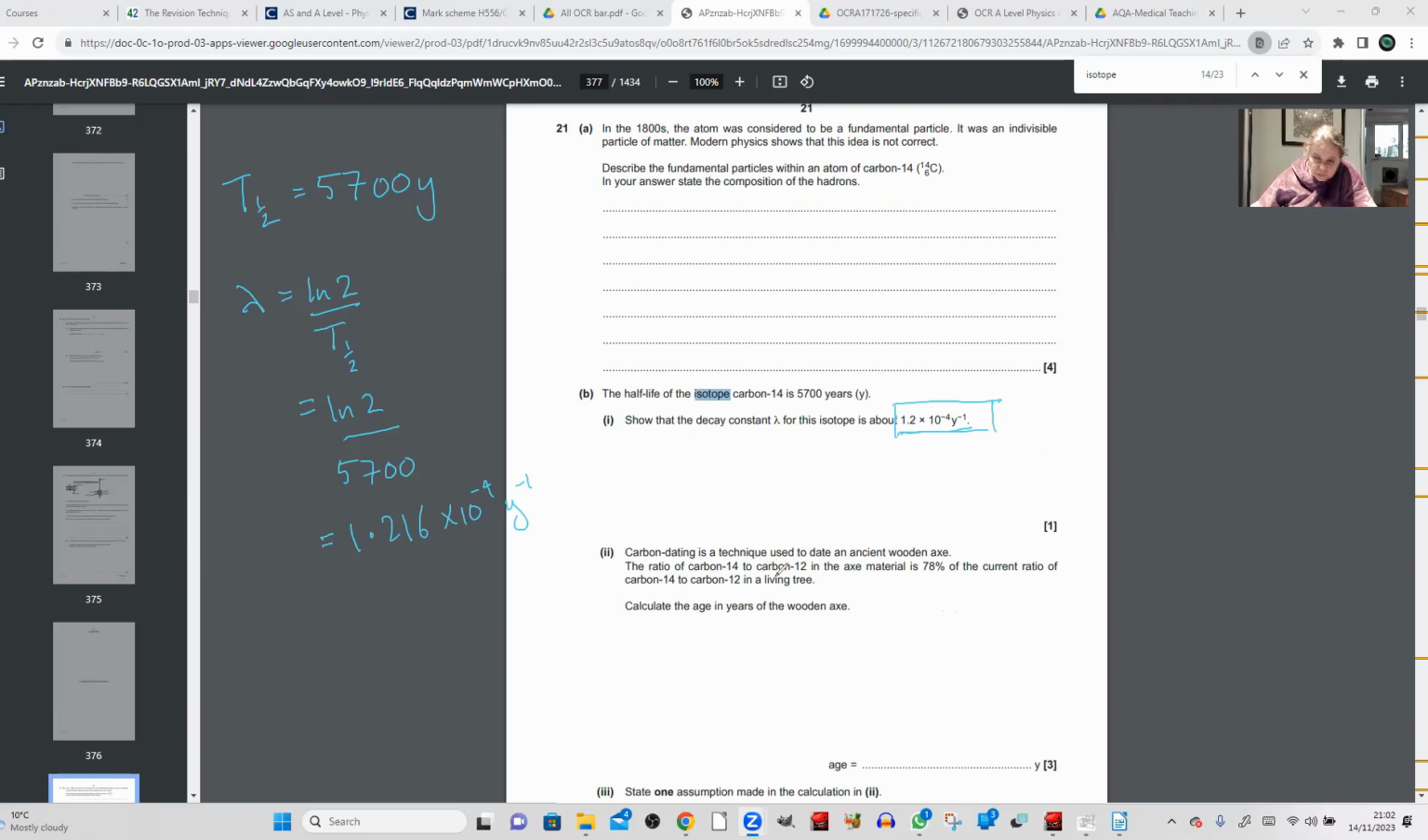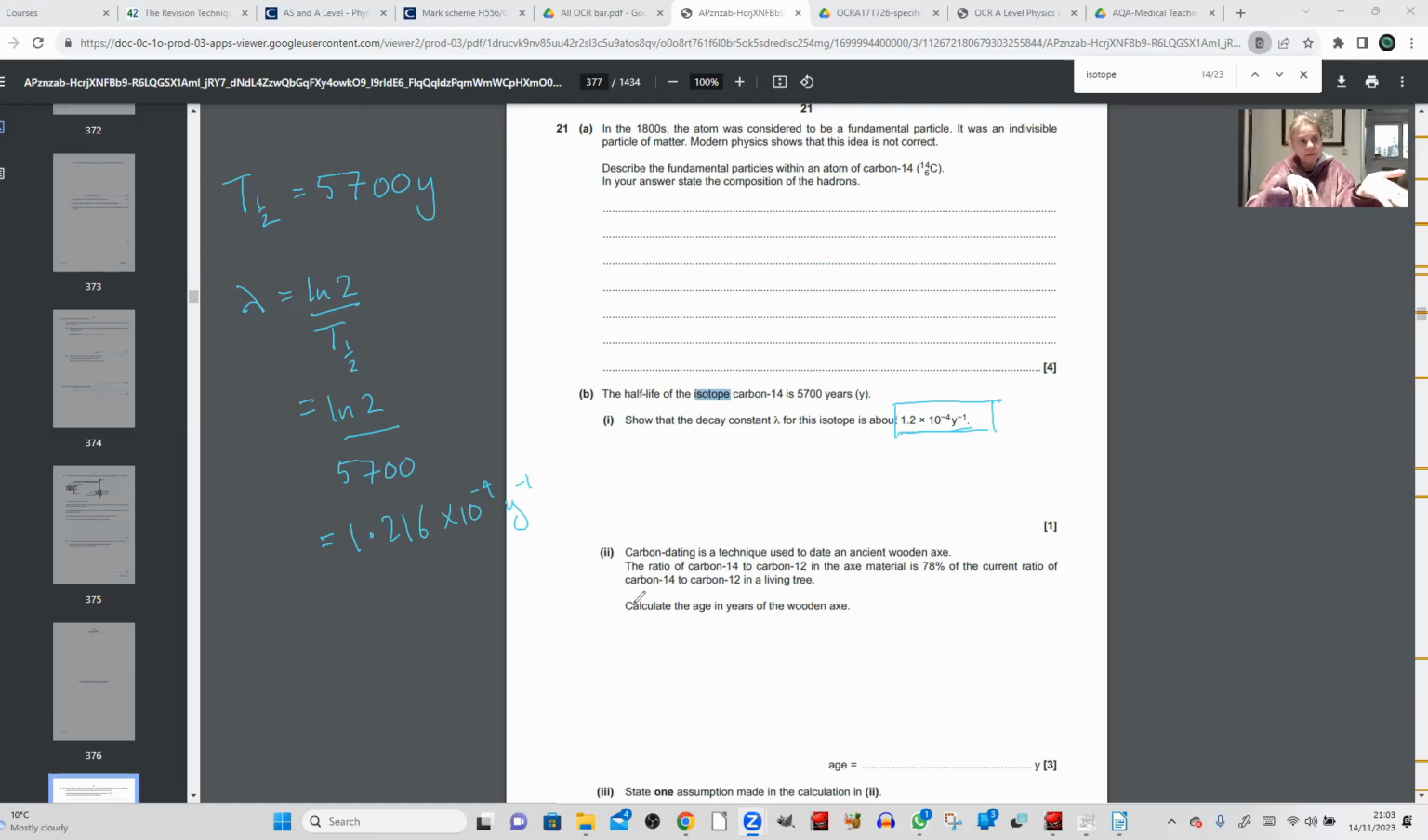The ratio of carbon-14 to carbon-12 in the axe material is 78%. Carbon dating relies on the fact that cosmic rays from space create carbon-14 in our atmosphere. We make the assumption when doing carbon dating that the amount of carbon-14 in our atmosphere is consistent. It's constantly being renewed by more cosmic rays from space, which arrive at a constant rate. So the amount of carbon-14 in the atmosphere is constant. And every living thing on Earth basically exchanges carbon with the atmosphere. So plants absorb carbon dioxide from the atmosphere and consequently some carbon-14.